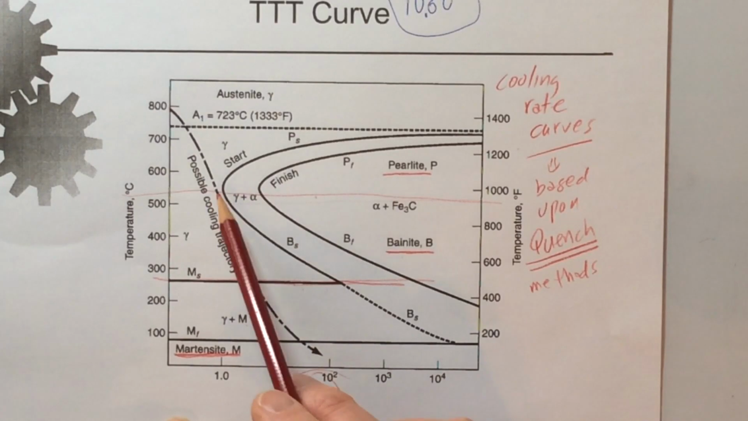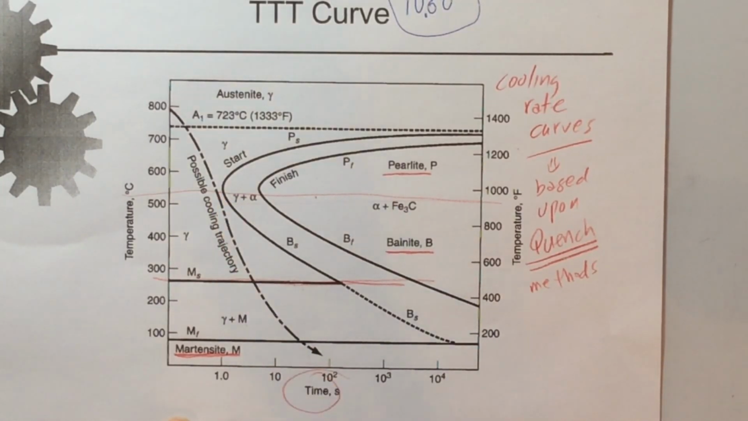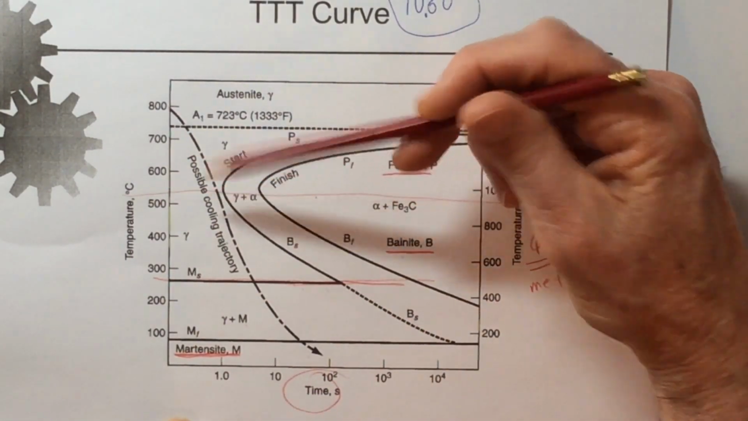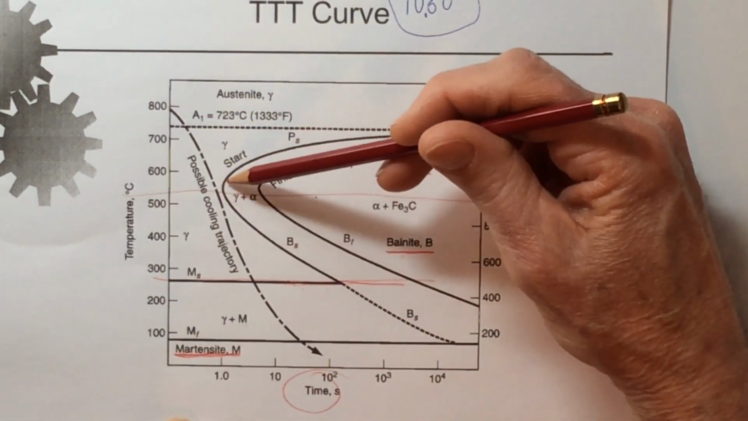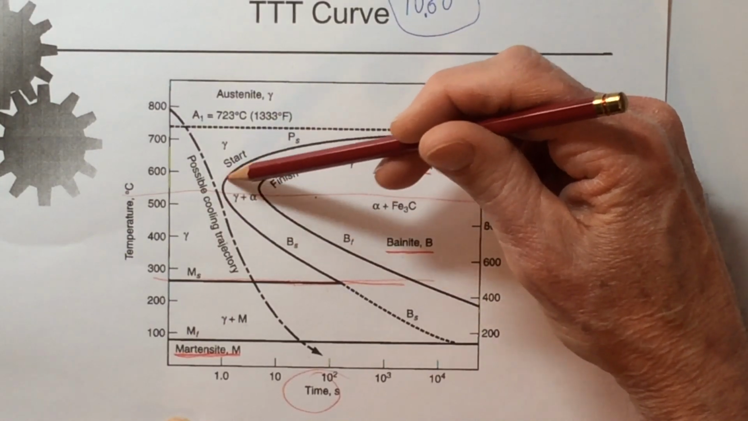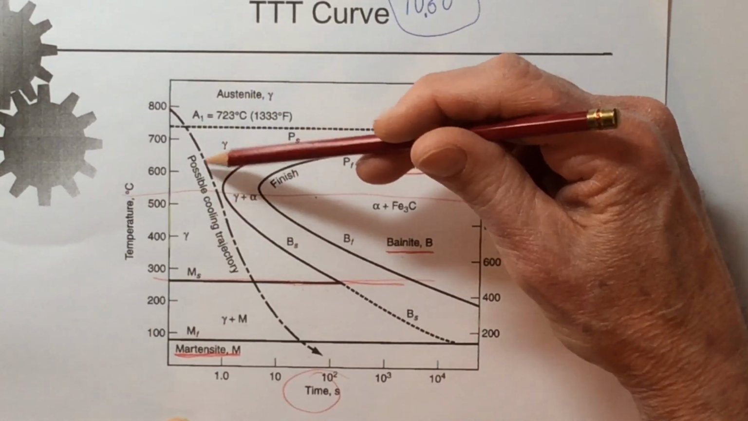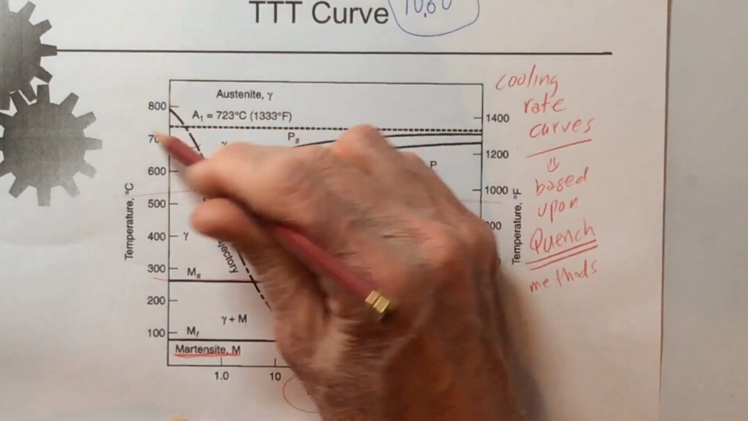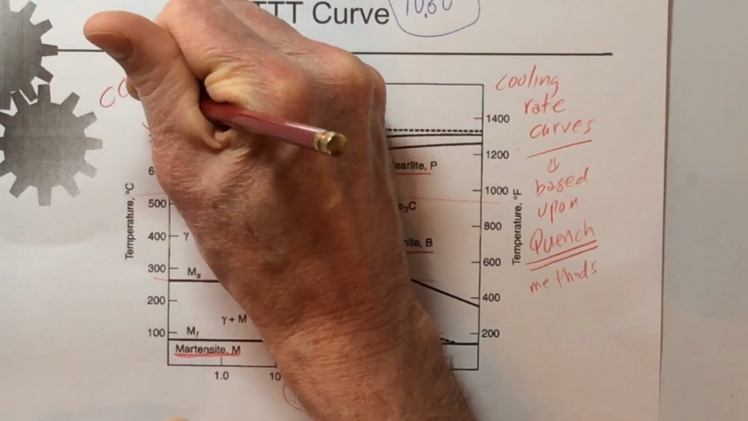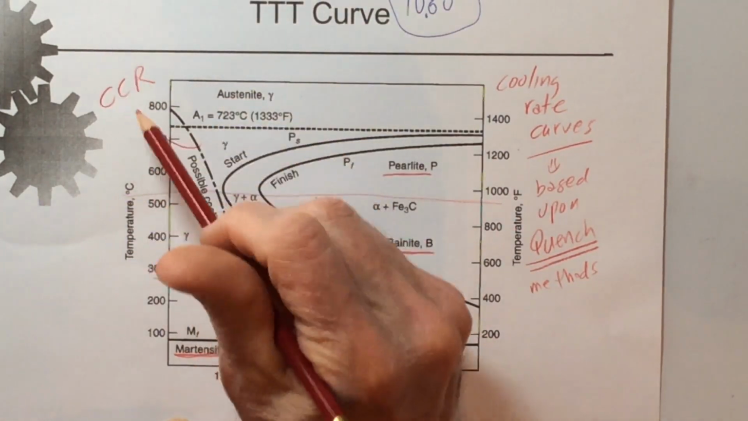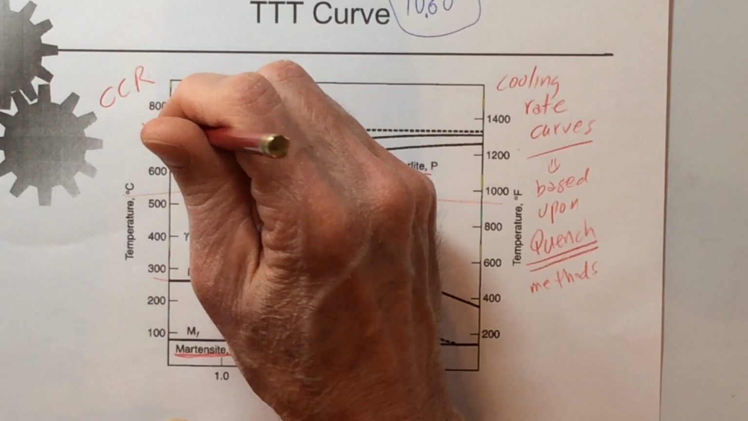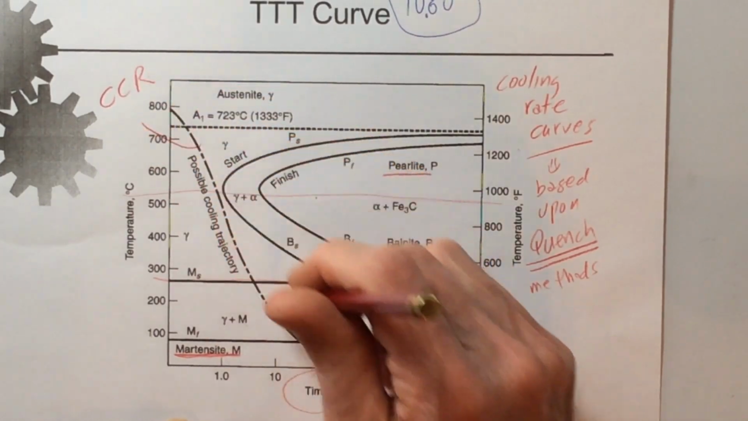Now, this is a very specific curve, because when you have a curve that gets really close to the nose of the curve, but doesn't touch it, this is called the CCR, which stands for the critical cooling rate curve. The critical cooling rate curve would be something like this.